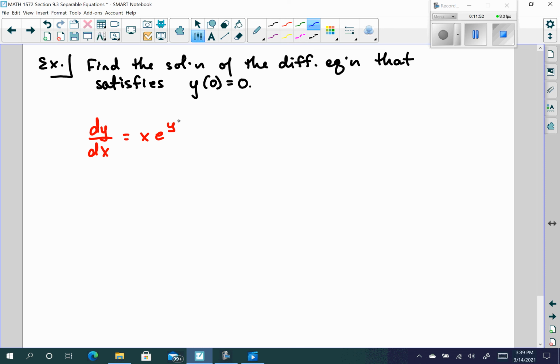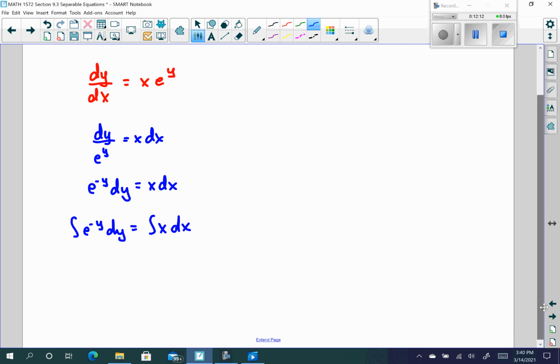All right, in this case, we are going to divide both sides by e to the y, so we'll get dy over e to the y is going to equal x dx. We could rewrite this as e to the -y dy is going to equal x dx. We'll take the integral of both sides. Integrating the left side here, remember this is going to become a negative e to the -y is going to equal x squared over 2 plus c.